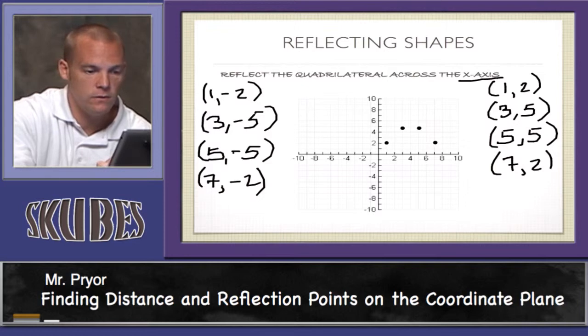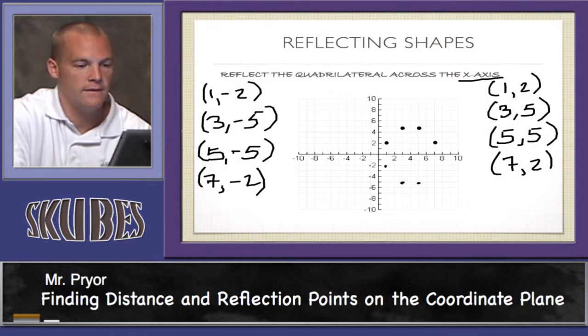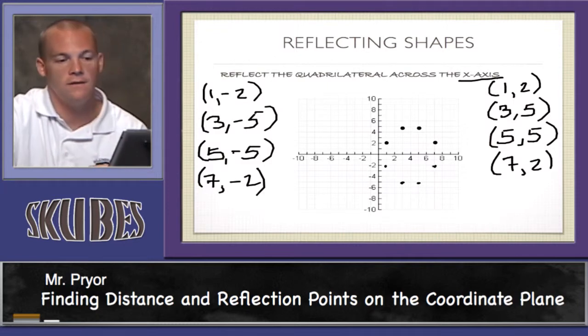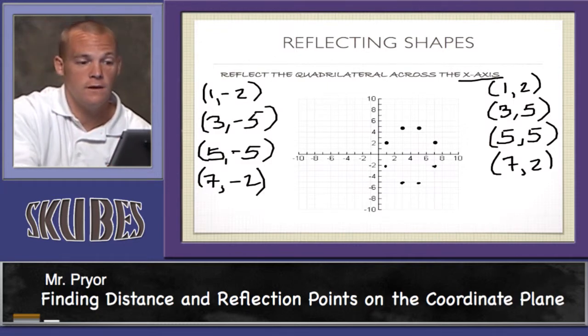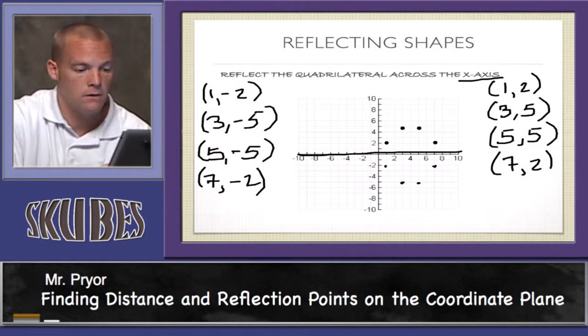So 1, -2 would be right here. 3, -5 would be right here. Right 3, down 5. All right, then 5, -5, right 5, down 5. And then finally 7, -2, which would be right 7, down 2. And you can see you get your reflection over the x-axis, which is exactly what we wanted. Okay?